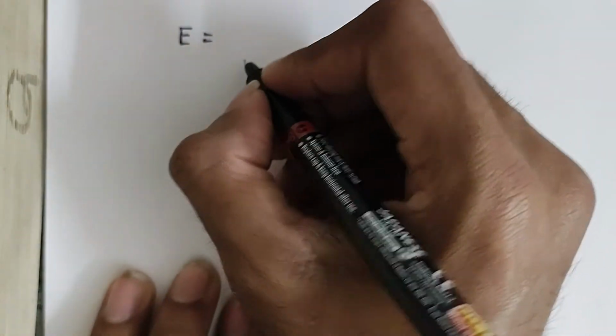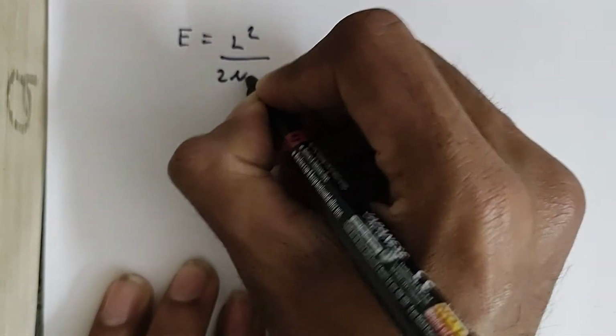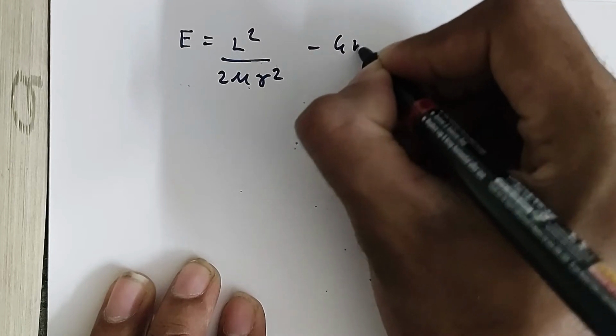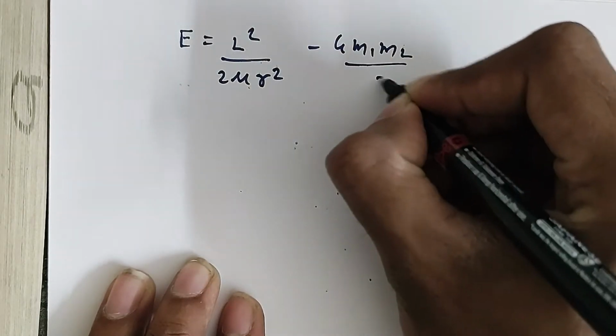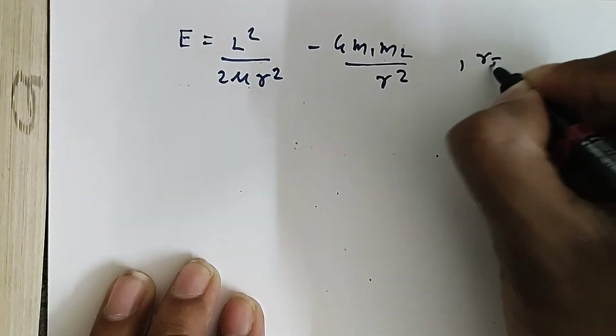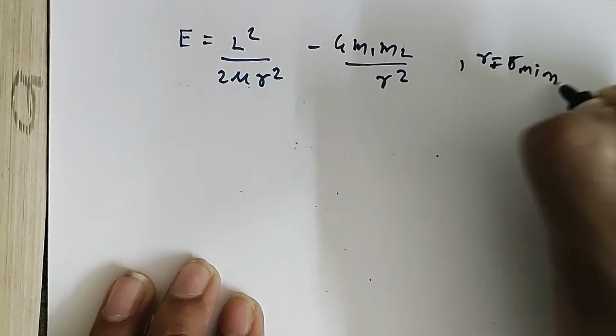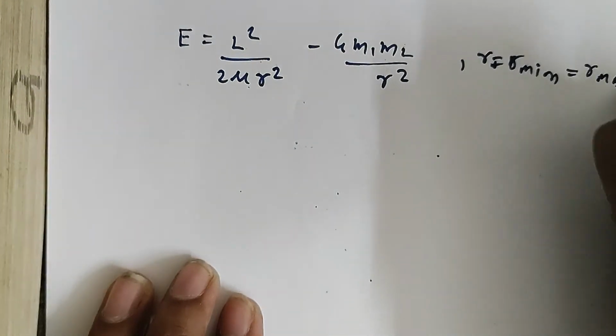So for an elliptical orbit, r minimum and r maximum just correspond to the minimum and the maximum values. So let's see this from the energy perspective. The energy equation can be written as E is equal to L square upon 2 mu r square minus G m1 m2 upon r. So I said r is equal to r minimum, and it is also equal to r maximum.